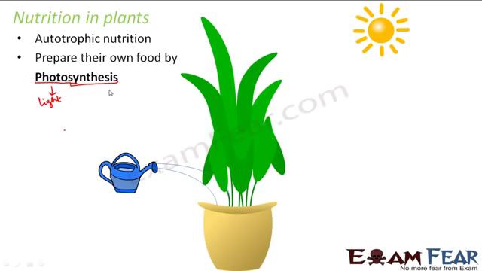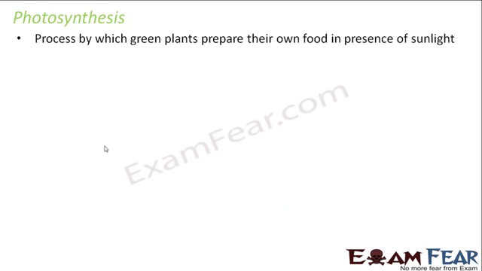So in this topic we are going to talk about what is the food that they prepare, how do they prepare that food, what exactly are the things which are needed by the plant in order to prepare their food. So one thing is, from the name photosynthesis we can see that it needs sunlight. The other thing it needs for photosynthesis is water. And another very important thing which it needs is chlorophyll. So let us talk in detail about the requirements for performing photosynthesis. The process by which green plants prepare their own food in presence of sunlight is known as photosynthesis.